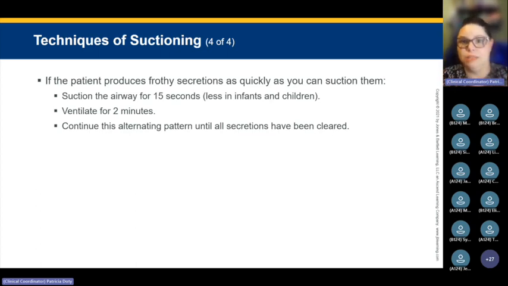Ventilate for 2 minutes. Because at this point, even though there's a lot of obstruction that's there, we've got to get some oxygen into them. We have to have some form of ventilation and then possible respiration take place. Then we're going to continue alternating that pattern.